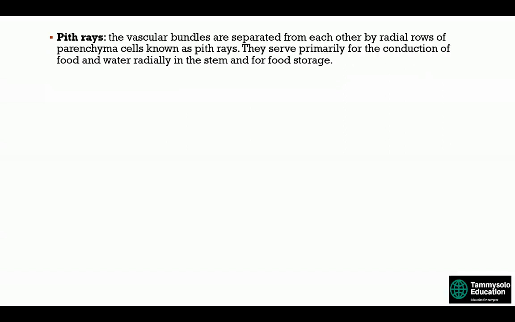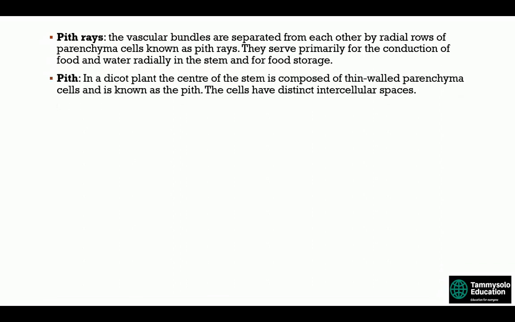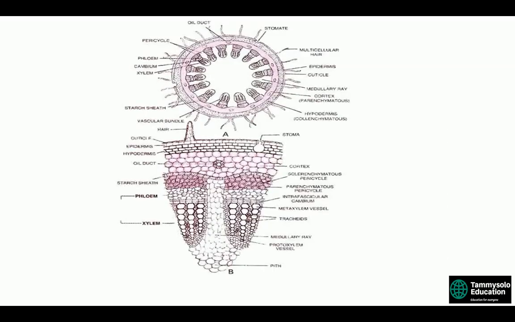Pith rays. The vascular bundles are separated from each other by radial rows of parenchyma cells known as pith rays. They serve primarily for the conduction of food and water radially in the stem and for food storage. In a dicot plant, the center of the stem is composed of thin-walled parenchyma cells and is known as the pith. The cells have distinct intercellular spaces.